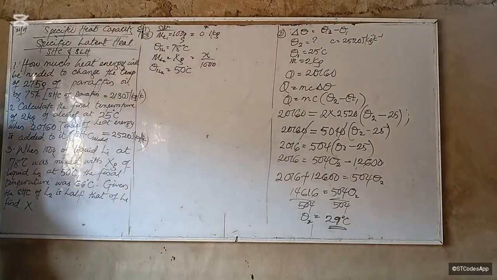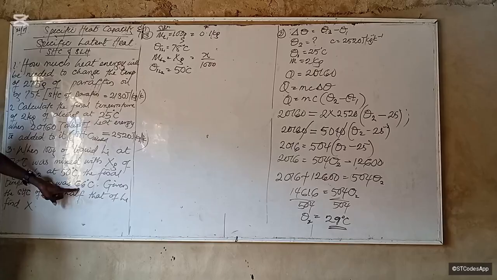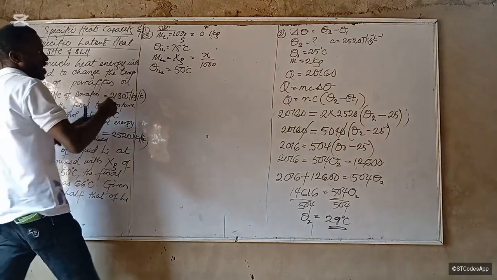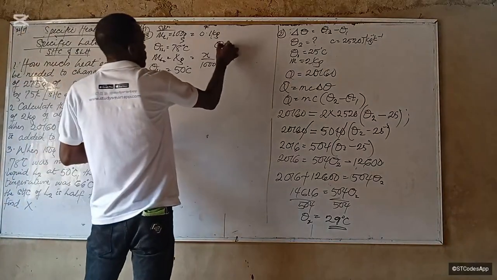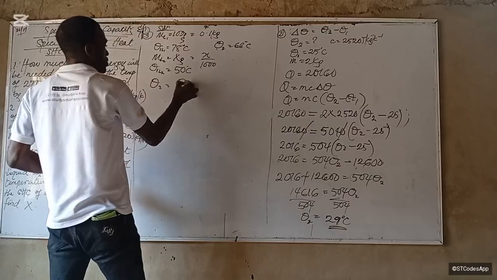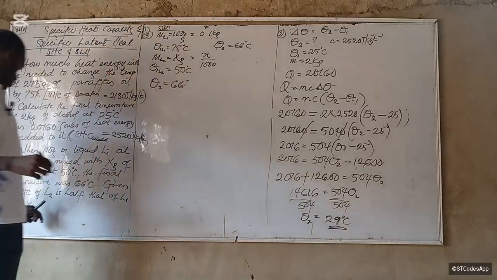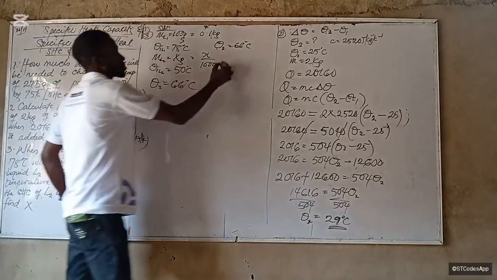All right. The final temperature was 66 degrees Celsius. So it means that both of them attain equilibrium temperature. Theta 2 is 66 degrees Celsius, for both of them.